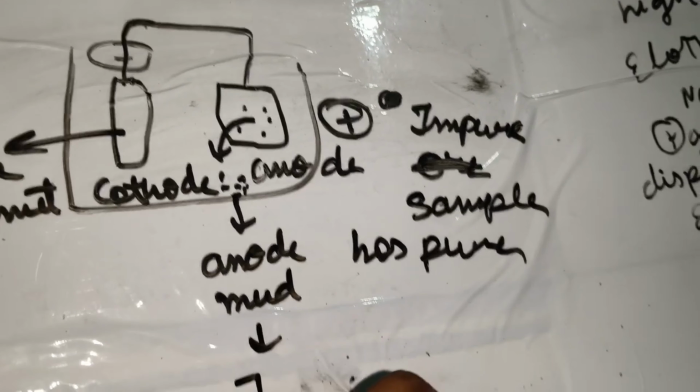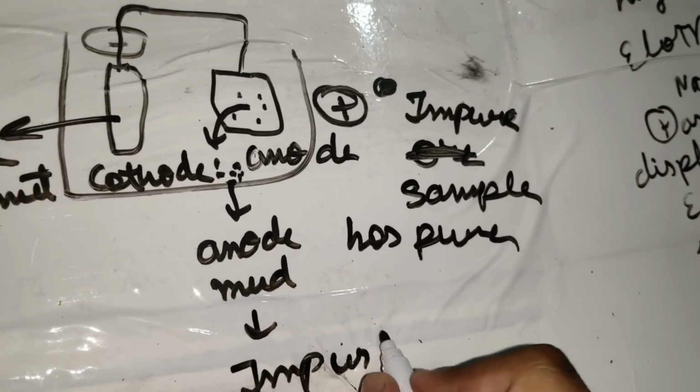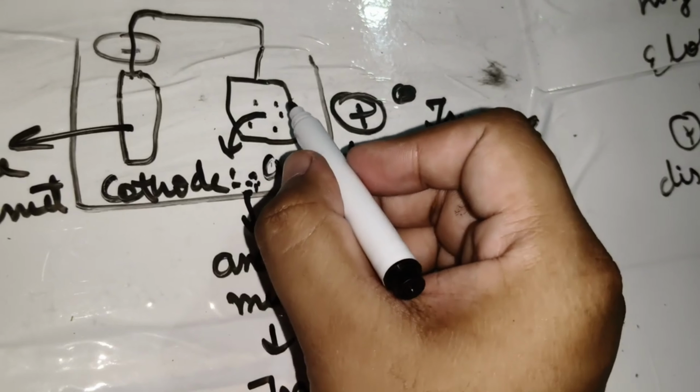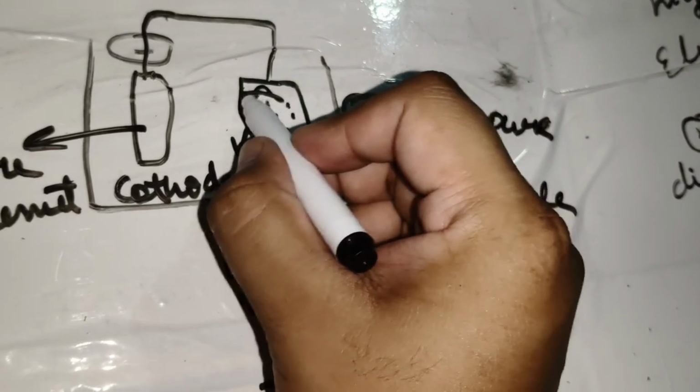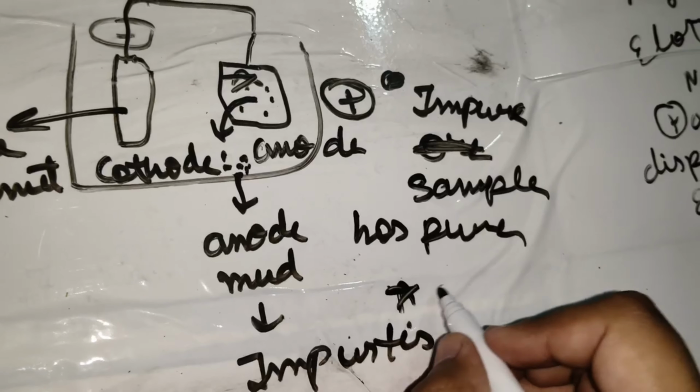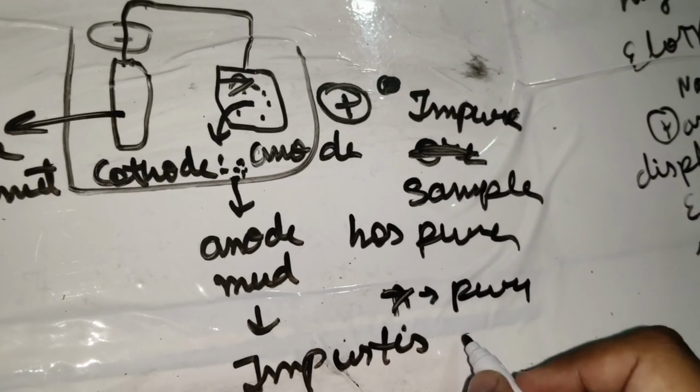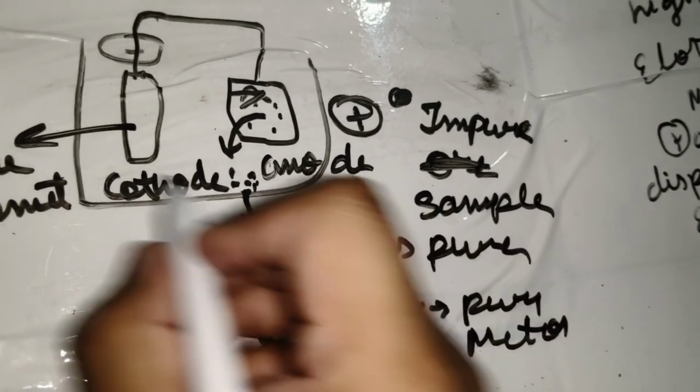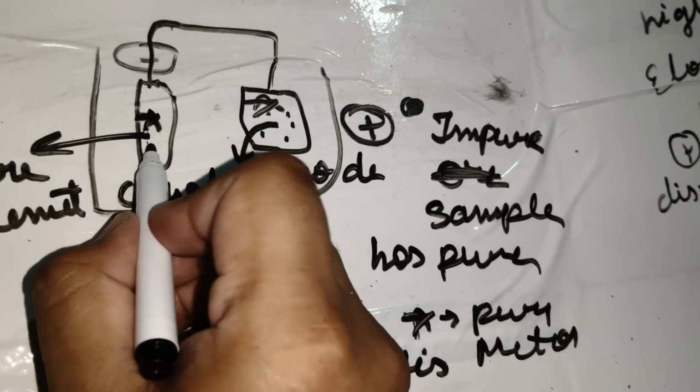They are the impurities. And the pure metal present here, if we represent it as a star, the star is the pure metal. So this pure metal usually gets deposited at the cathode end, the negative end.